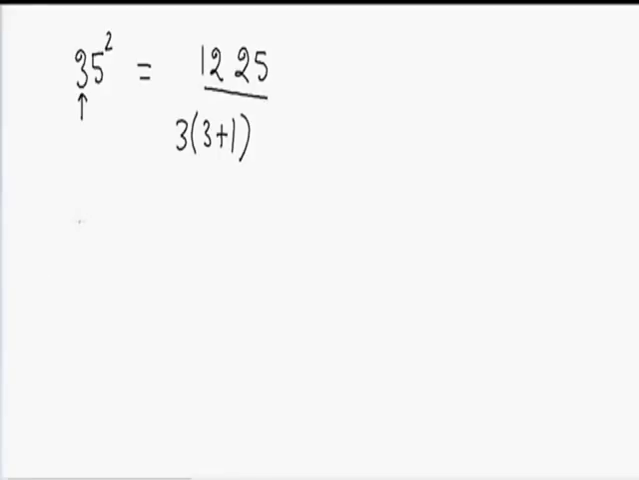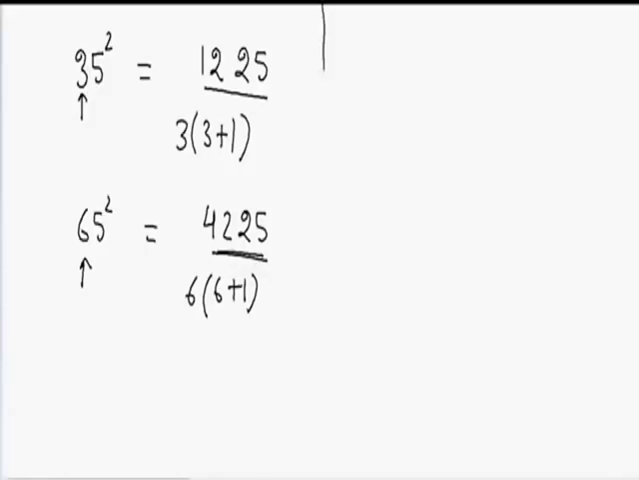Another example: if I have 65 squared, in that case I have to write 25, and then I'll take 6. So multiply 6 by 6 plus 1, that will be equal to 7. 7 into 6 is 42. So the answer is 4225. So how does this trick work? Let's look into that.